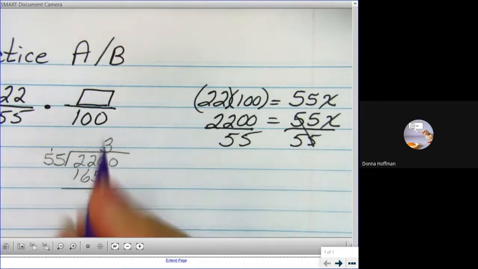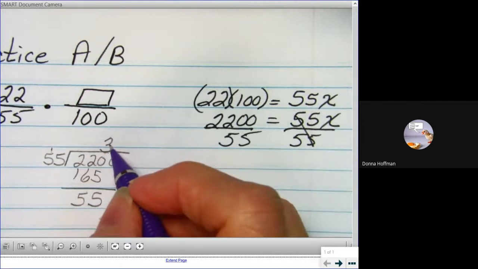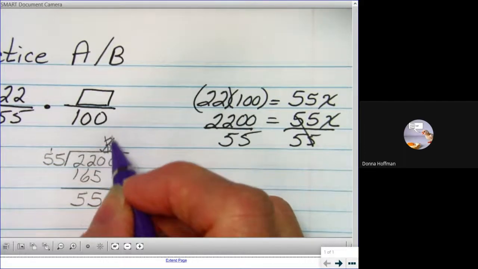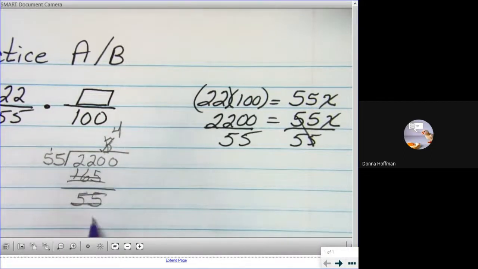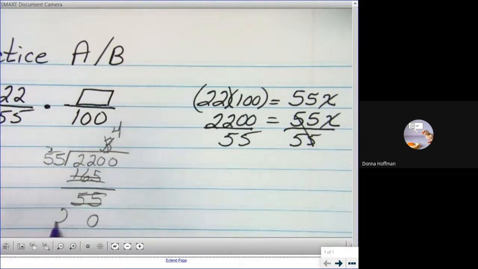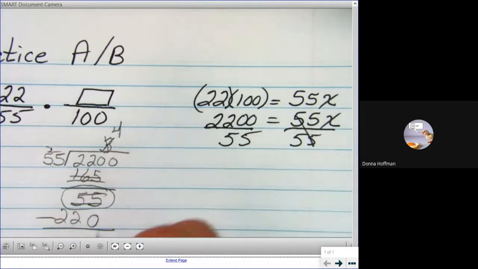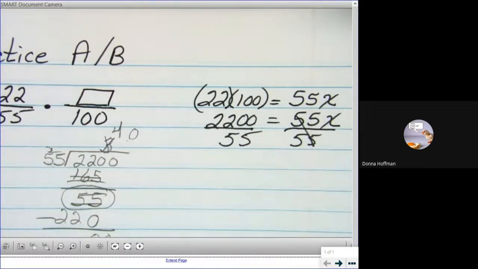Uh-oh. Guess what? We didn't take out enough. 4 times 5 would give me the 20. 4 times 5 gives me 20 plus the 2 is 22. You should never, ever have a remainder here that's equal to or more than your divisor. If that's the case, then you did not take out enough. So my answer is going to be 40%.